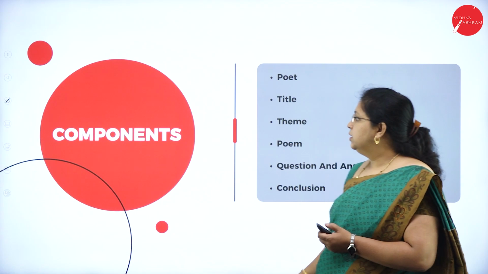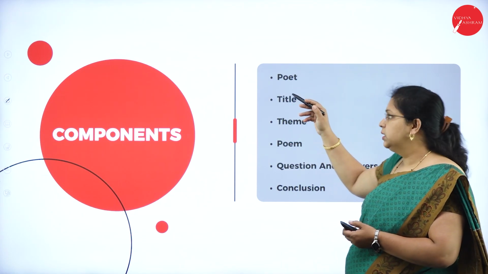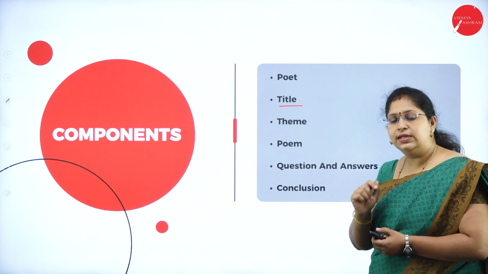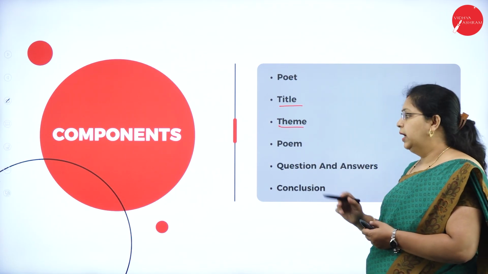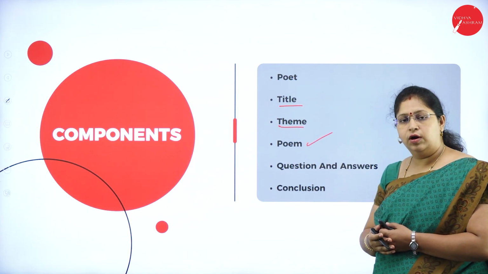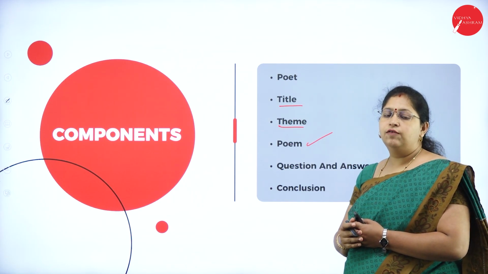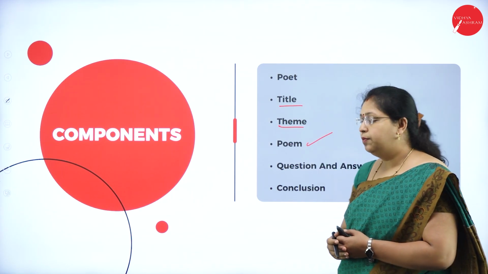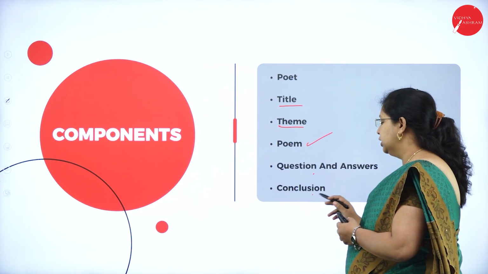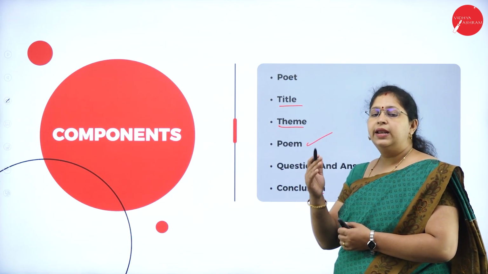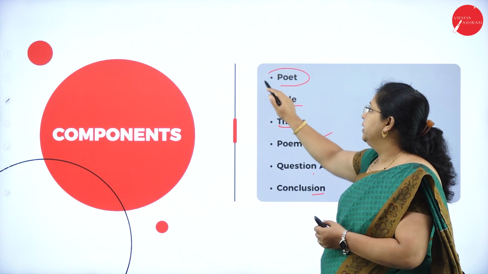First we'll see about the poet, then we'll know why the title is given like that, and we'll learn the theme of the poem, and then we'll go for detailed understanding of line by line of the poem, and we'll discuss question and answers. Finally, we'll conclude the poem. Let us start with the poet now.